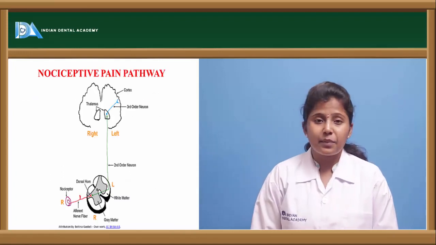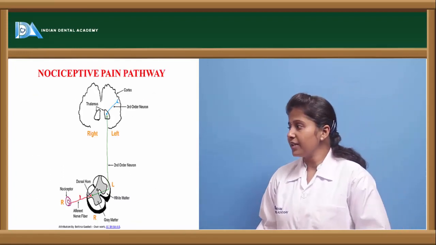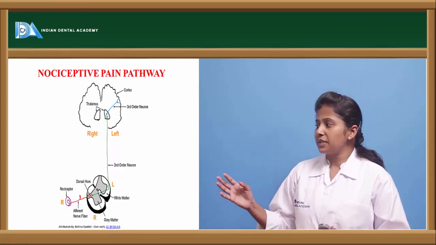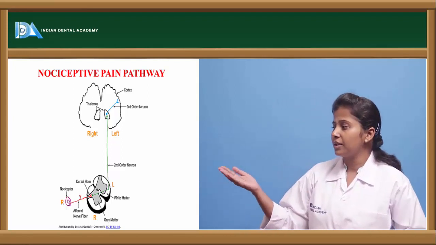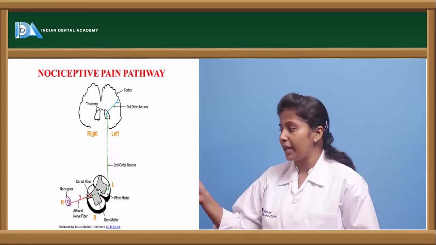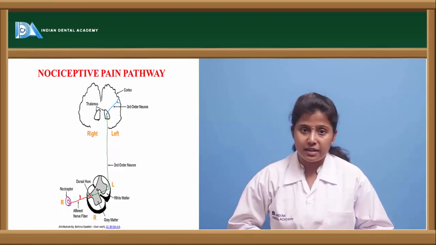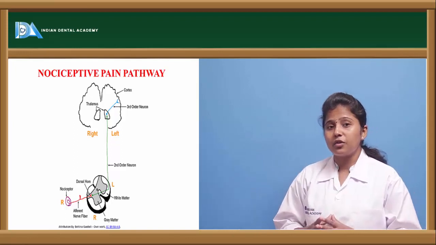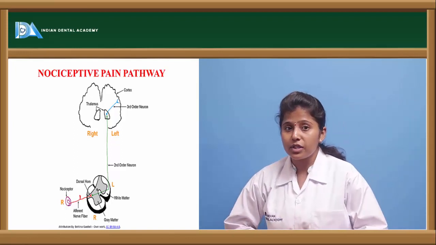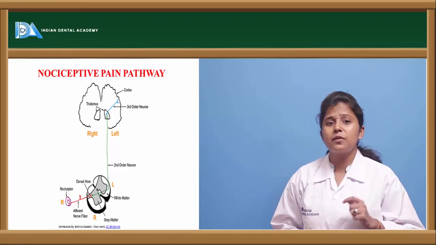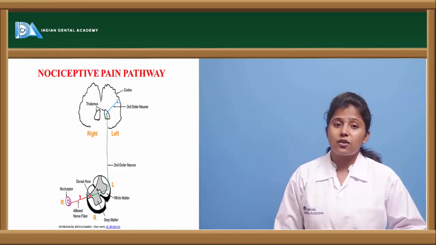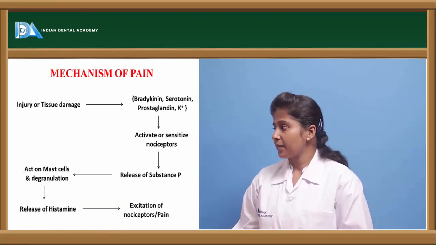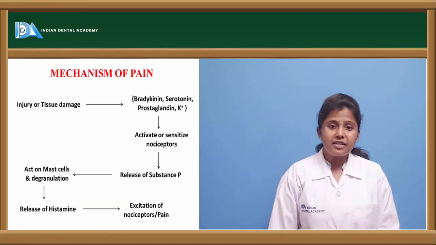This is the diagrammatic representation of the nociceptive pathway. Here we can see the thalamus, which is present in the brain, from where the signals are sent, and here you can see the nociceptive receptors. On stimulation of these nociceptive receptors, because of the potential stimulus sent by the brain, it causes the nociceptive pain. So this is the mechanism of pain.